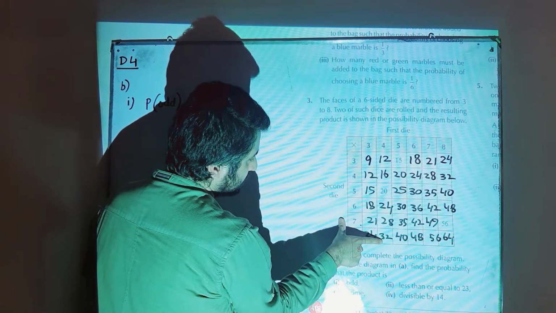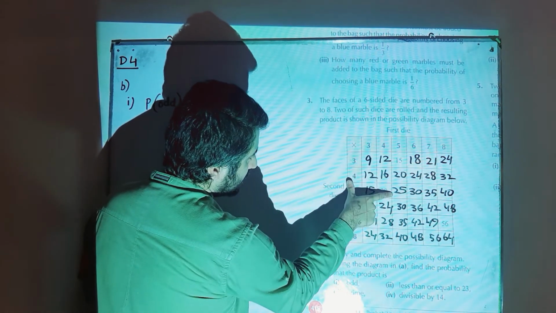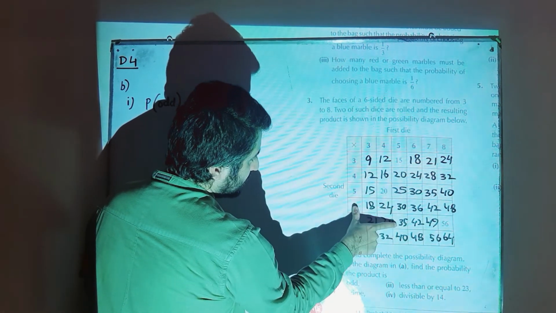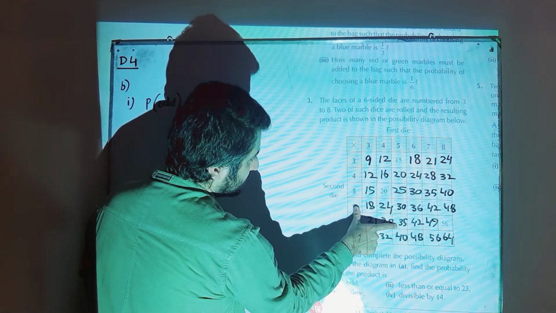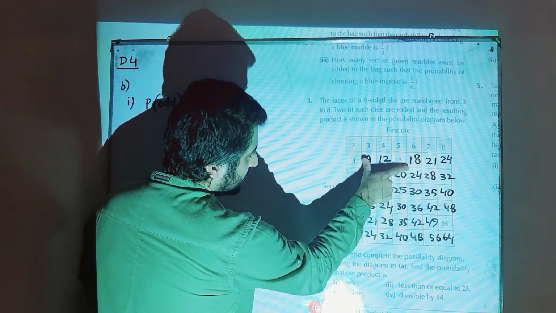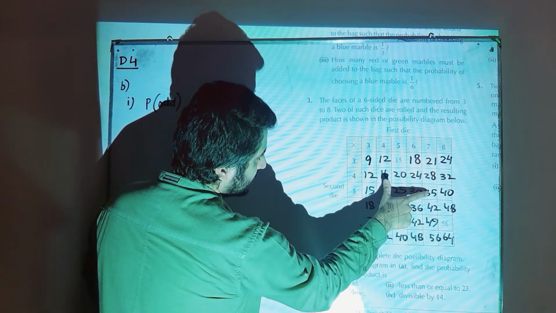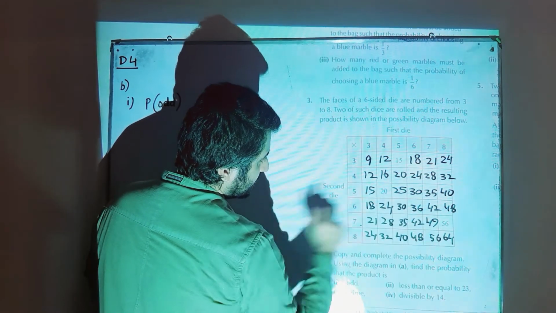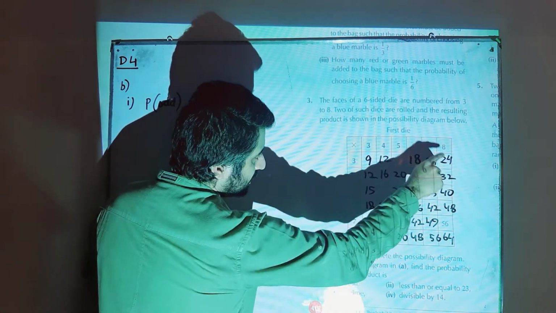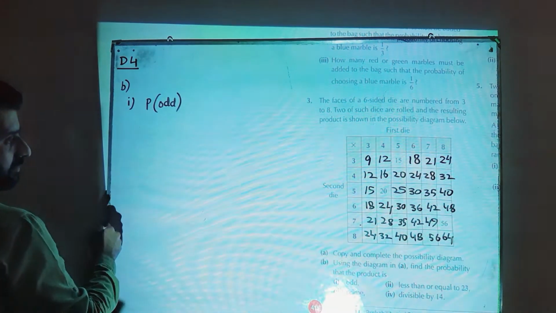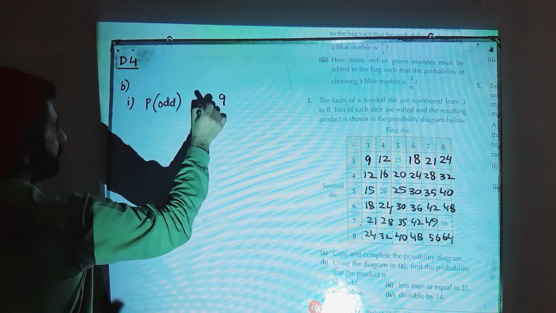Don't have any. 4, 5 and 6. Okay, we don't have any odd here. 7, 8, 9. Okay, so how many odd numbers do we have? We have, if I'm not wrong, 9 odd numbers.